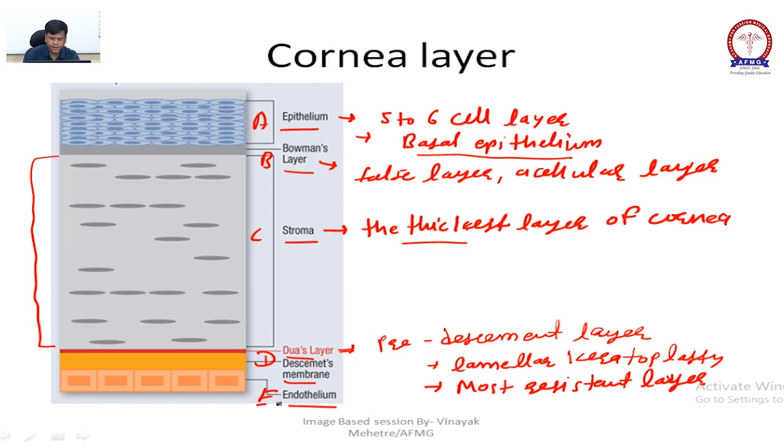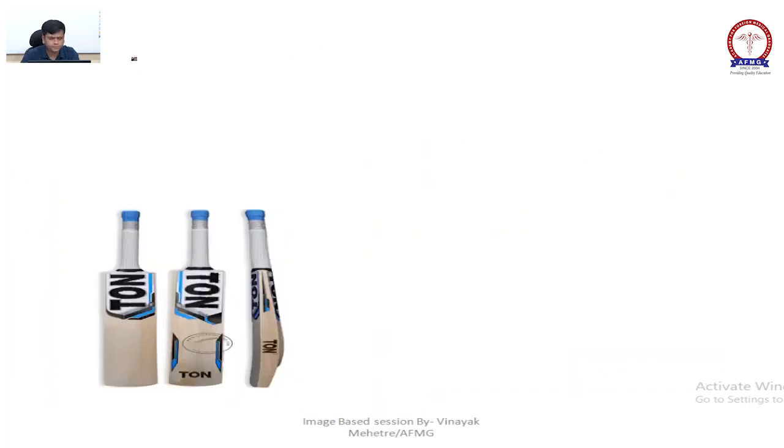Then Descemet membrane and endothelium. Descemet membrane is the second most resistant layer. Now we will go for the endothelium layer. I will write it down here. Endothelium cells have a hexagonal shape. It is a single layer.